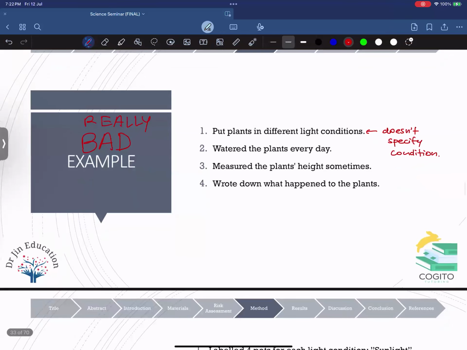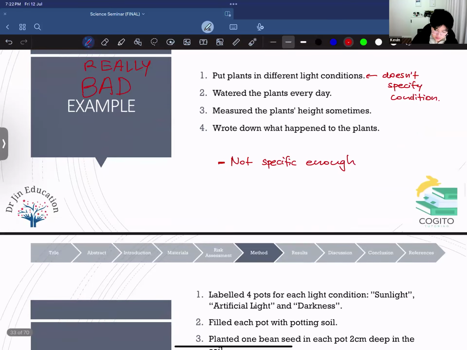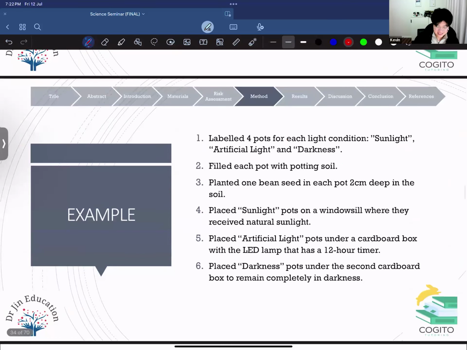I think maybe it's just not specific enough. Yes, not specific enough. Okay, it's quite vague. All right. Now, let's have a look at this example.